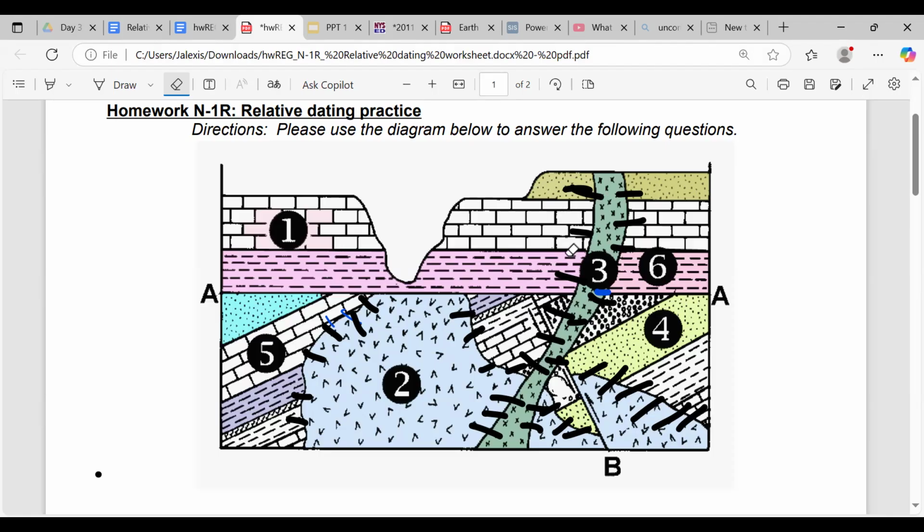If that wasn't the case, the igneous intrusion would cut off here, and then after that, it would just be rock layer 1 on top. So that's the reason why rock layer 3 is the youngest, because the igneous intrusion has affected all of the rocks. And so therefore it is the youngest rock.